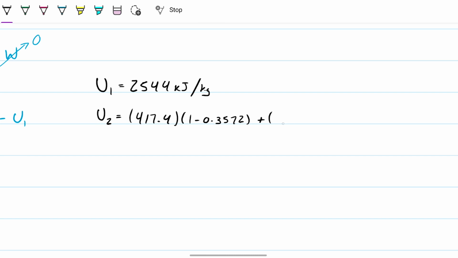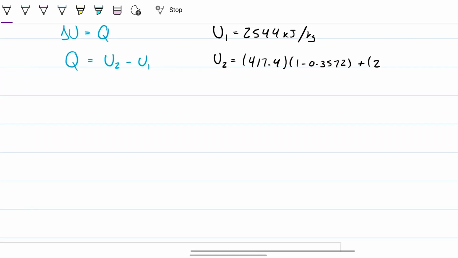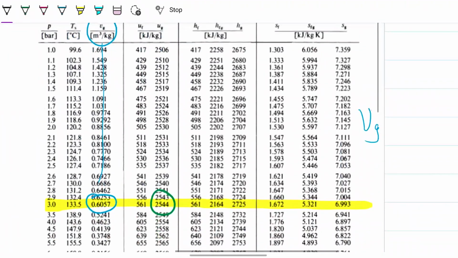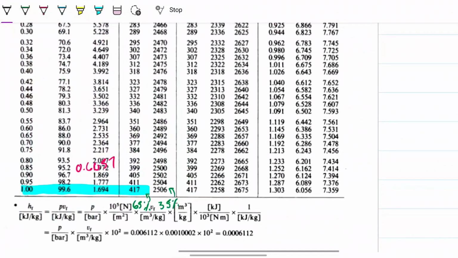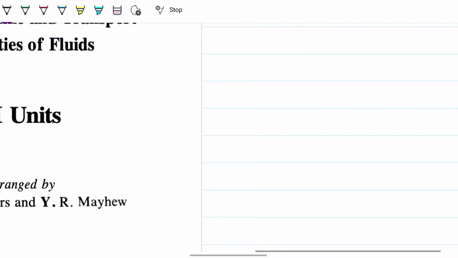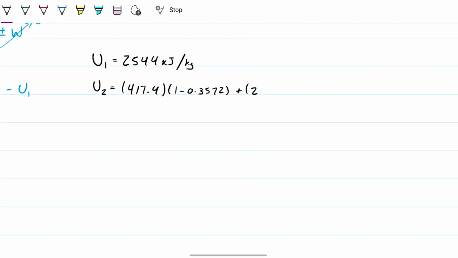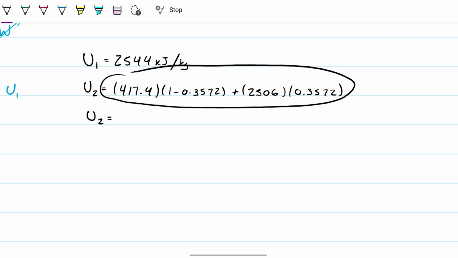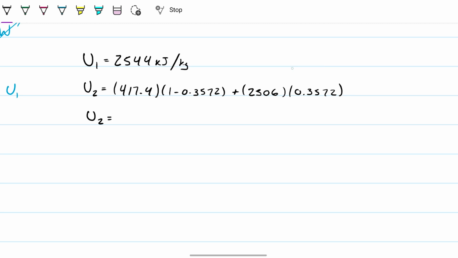internal energy for the vapor, sorry about that, at 1 bar, 2506, times the 0.3572. What's the other way of calculating? Well, it's using the difference, because this is mathematically the same as just using the difference and considering just the liquid one.